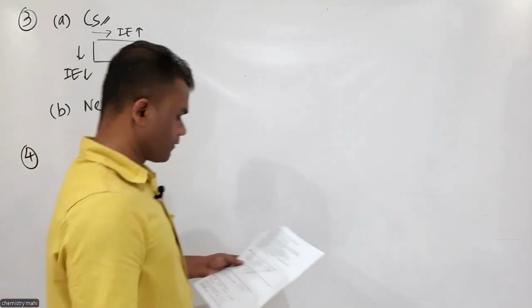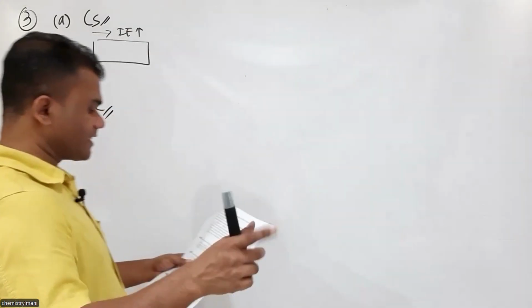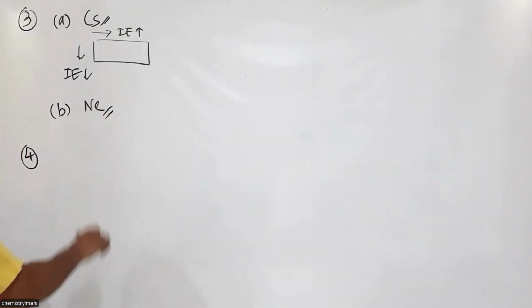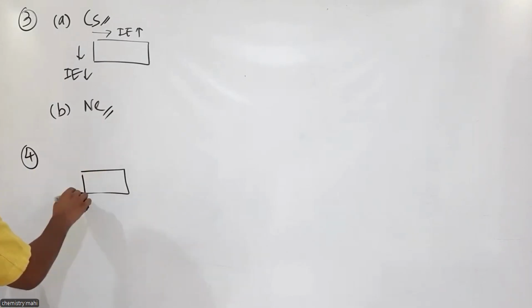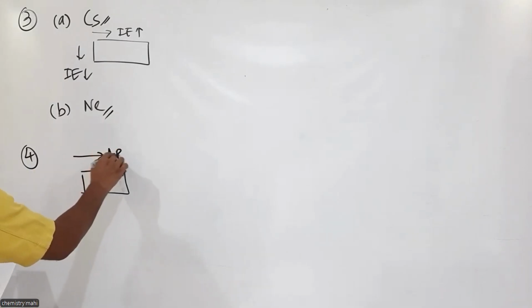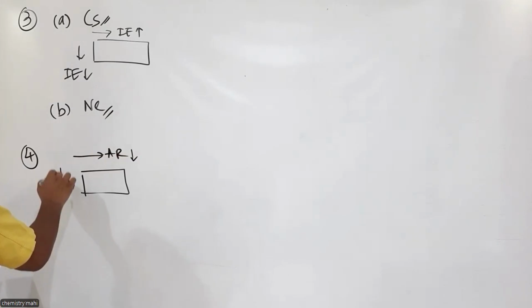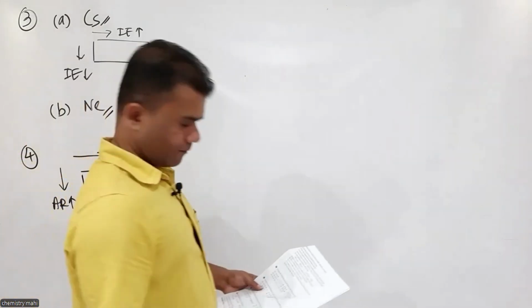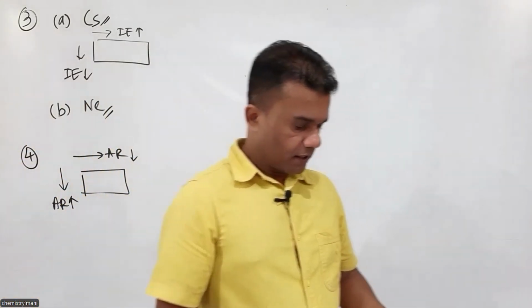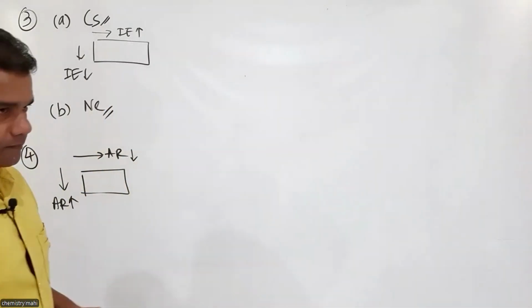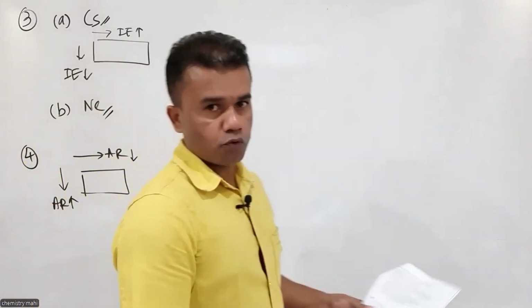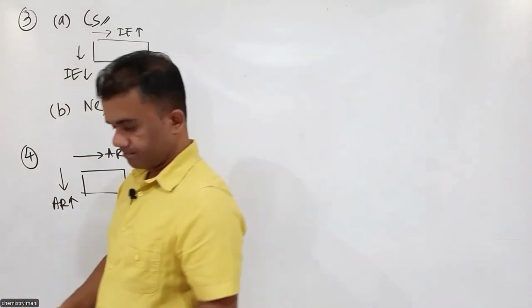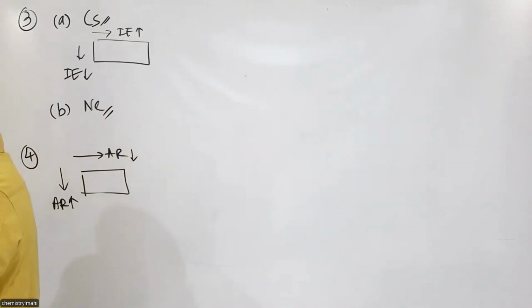Fourth question: arrange the following groups of atoms in order of increasing size. If you take the periodic table, to this side, the atomic radius or size decreases. Down the group, atomic radius increases. That's how atomic radius varies. But now the elements given are tellurium, sulfur, selenium. I think you need the periodic table to understand this. If you have the periodic table, we can easily get the order.